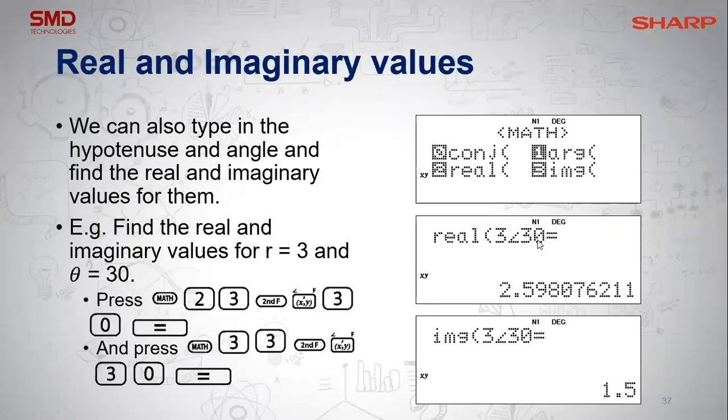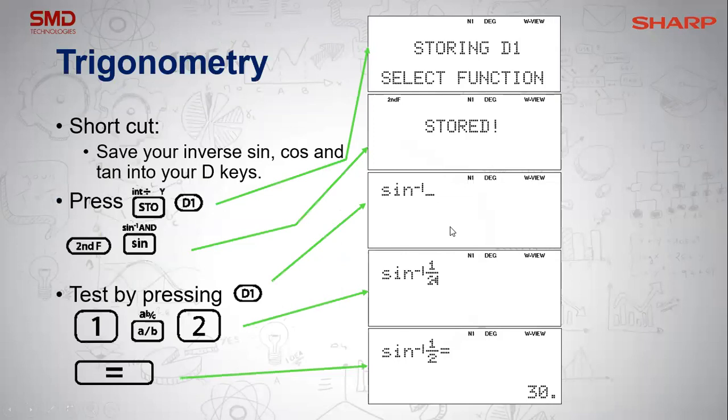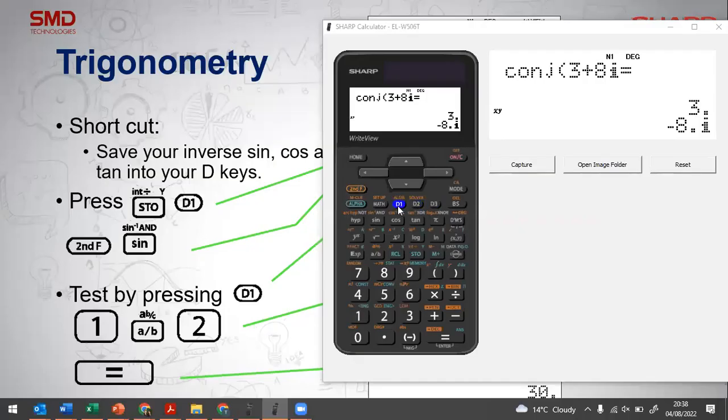So I'm not going to go any further than that. You can also have your real and imaginary values separated out. But again, I don't feel like it's absolutely necessary when you have the answers being given to you in real and imaginary anyway. All right, so let's talk through trigonometry. The first thing that I want to share with you is a very cool shortcut. Now remember, we used the D1 keys, the D keys, right?